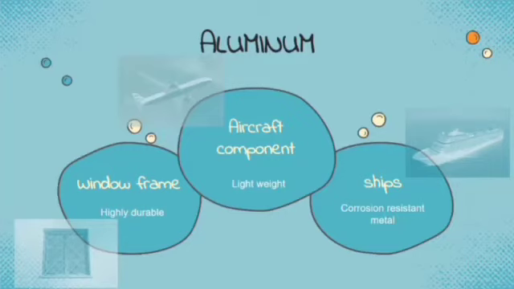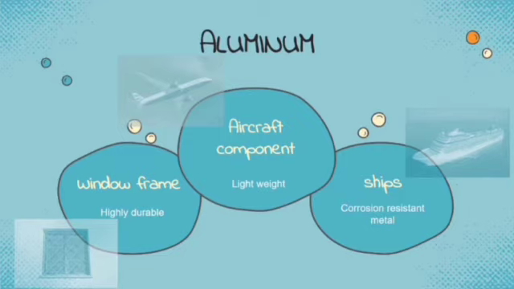Okay, now I will present the second application of metal, which is aluminium. Aluminium is a very useful metal in many areas of mechanical engineering. For example, it is used as a window frame in our house. This is because aluminium is highly durable.